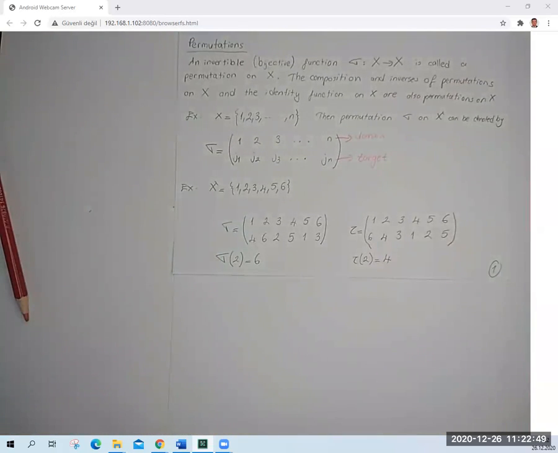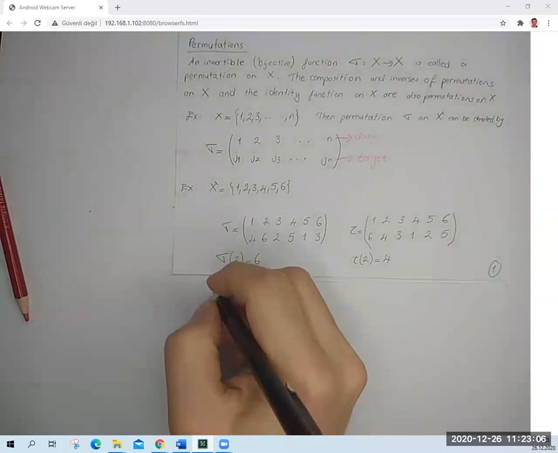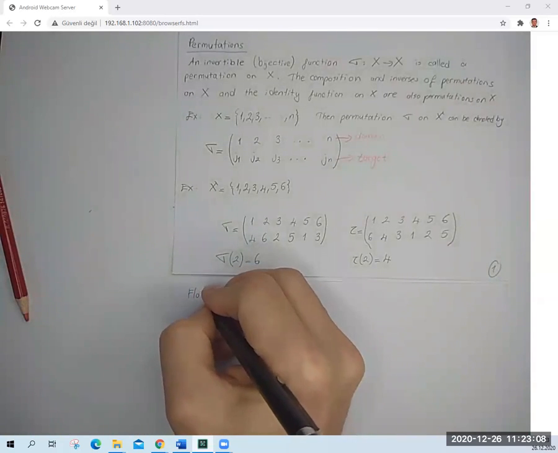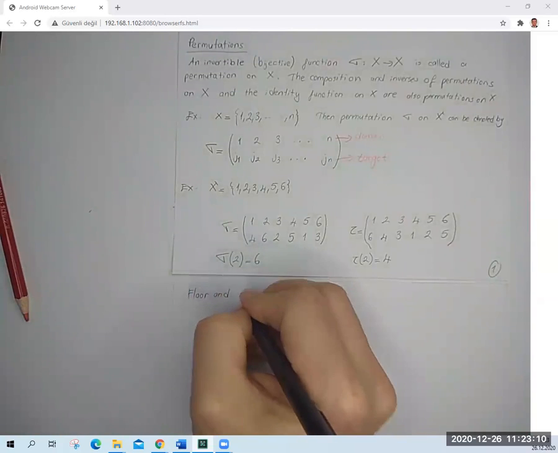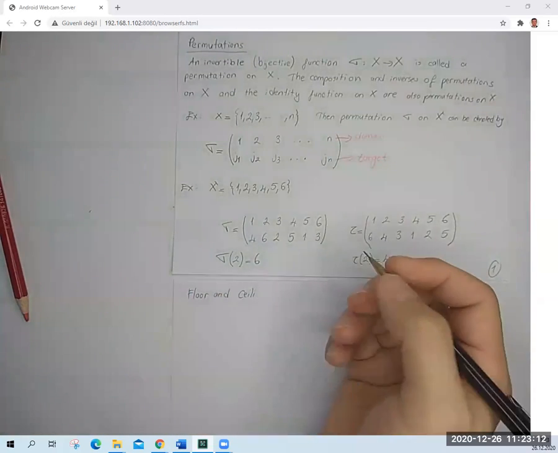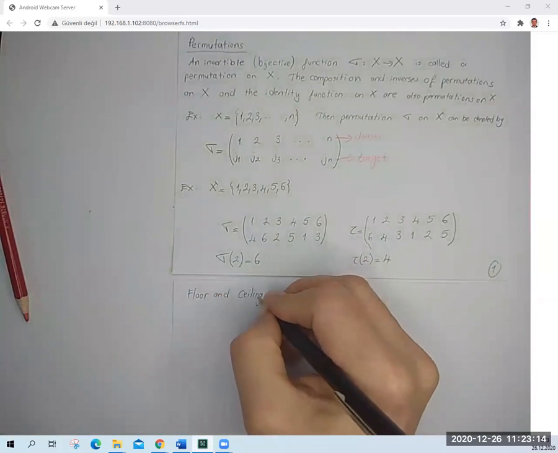And next page, and continue. What do we have as next? Okay, we have floor and ceiling functions. So you know that one, I'm sure. Floor and ceiling functions.